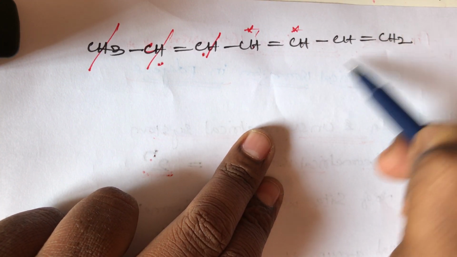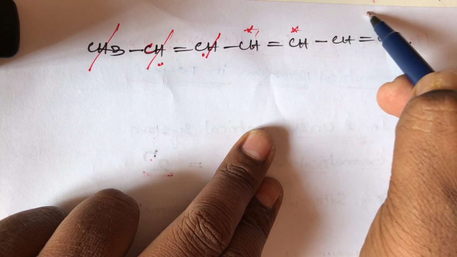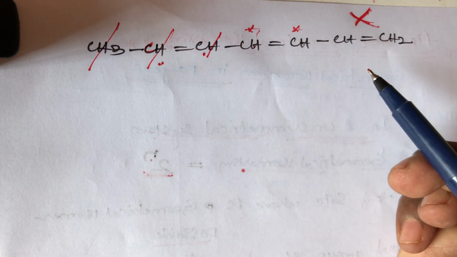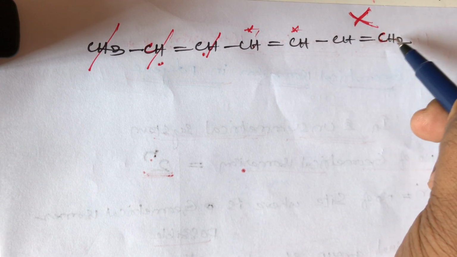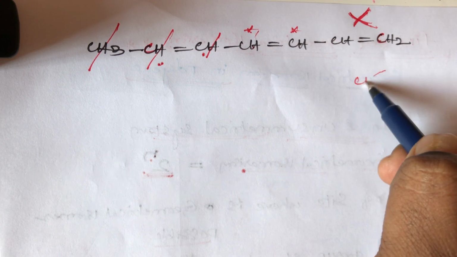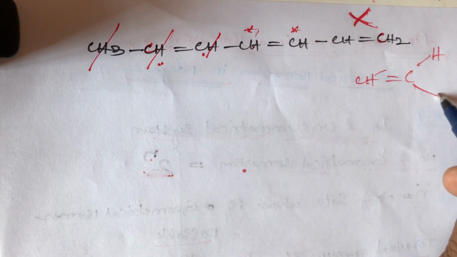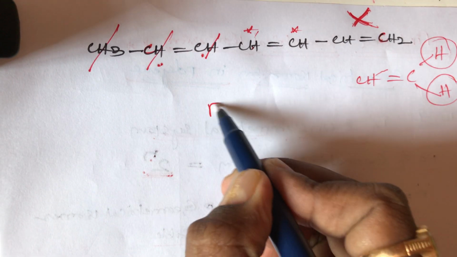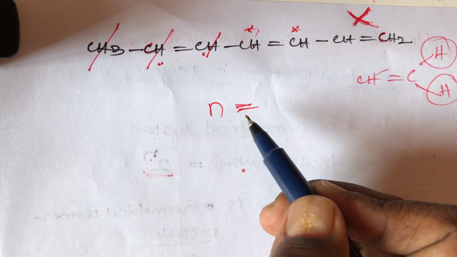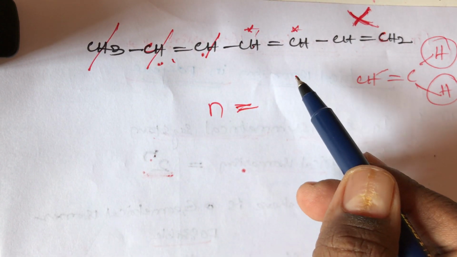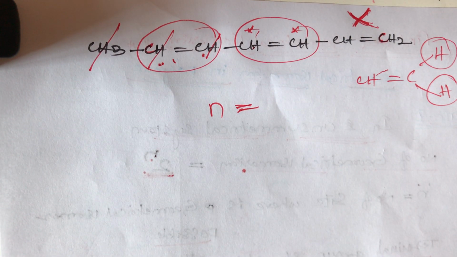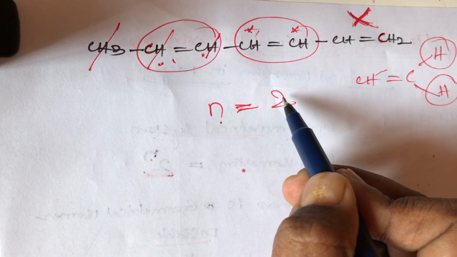What about this one? These double bonded carbons will not show geometrical isomers. What is the reason? Because this carbon is connected with two hydrogens, like this: CH double bond CH2. These both hydrogens are the same. So this compound will not show geometrical isomerism. So here n value means what? How many double bonded carbons will show geometrical isomerism? Only 2 double bonded carbons will show geometrical isomerism. So that's why the n value is 2.